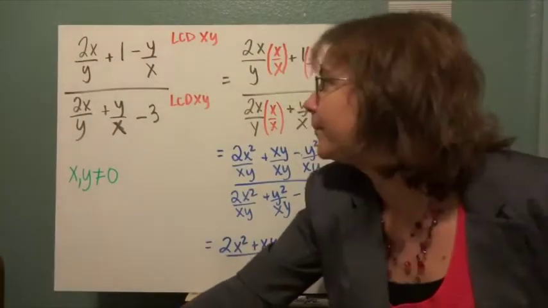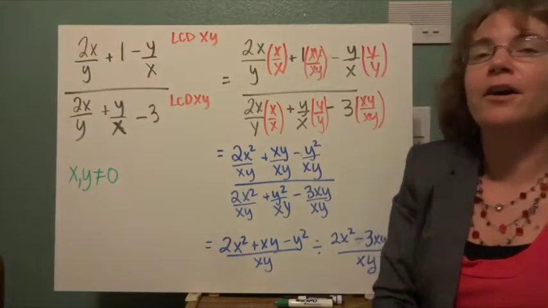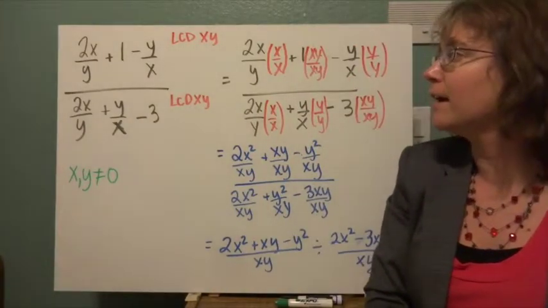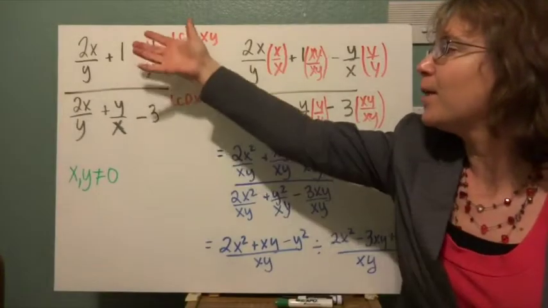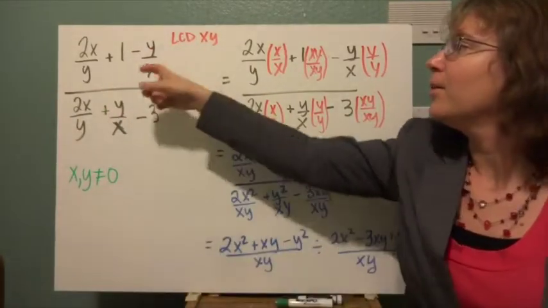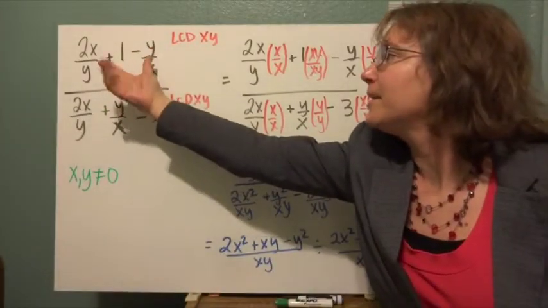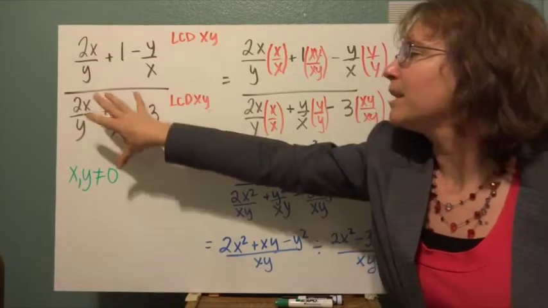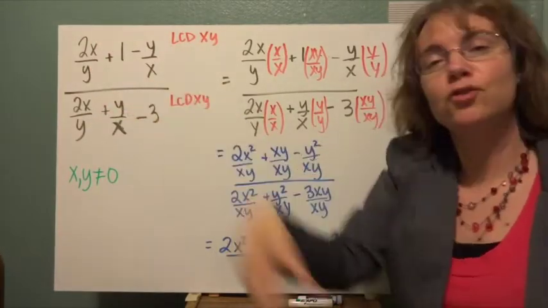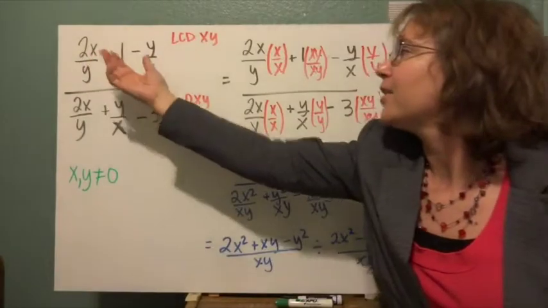Okay, the last example combines both our addition of rational expressions as well as the division. So I'm going to take this a step at a time and do my numerator separate from my denominator before I even do that division. So I'm going to add those all together.